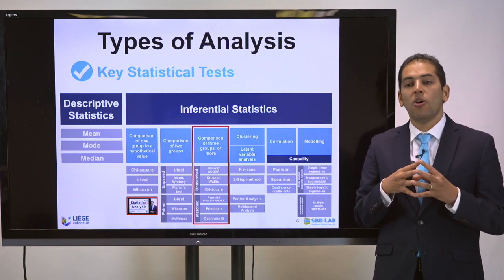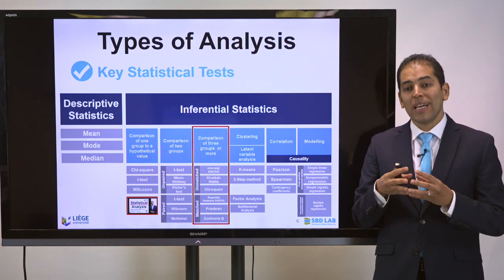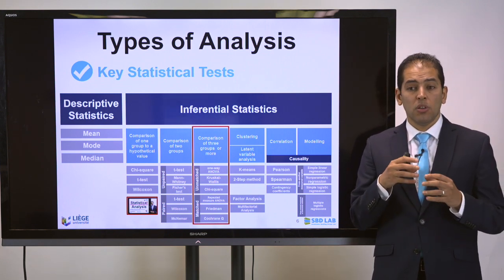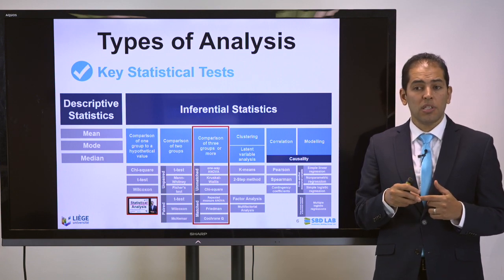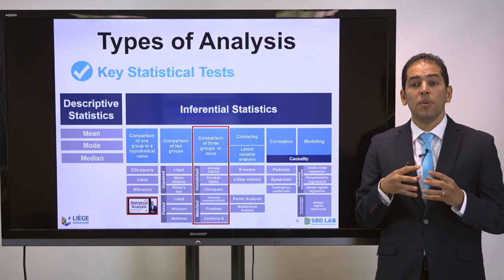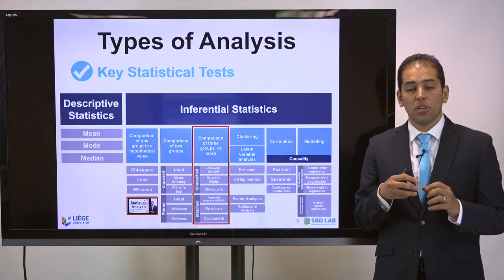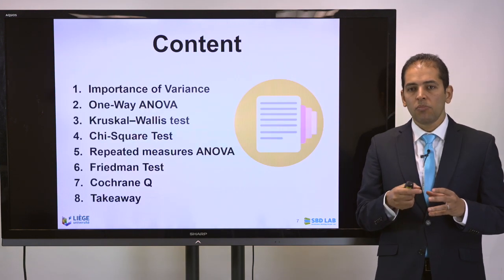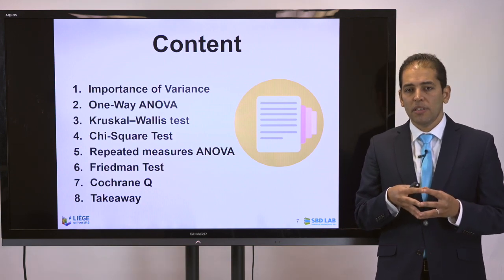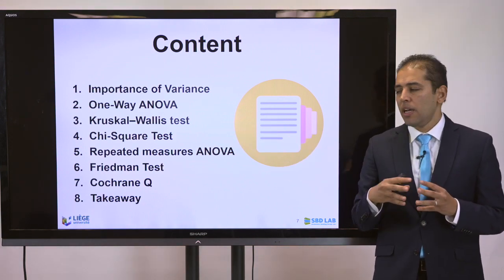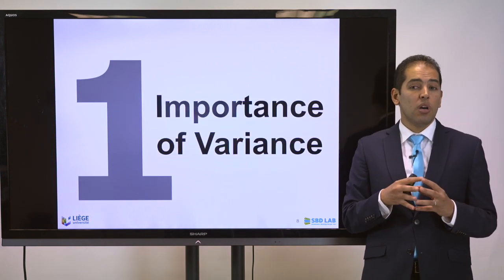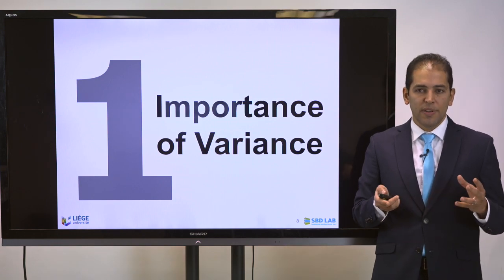Today I'm going to talk about the comparison of three groups or more with unmatched data or with matched data. For the unmatched data I'm going to talk about the One-Way ANOVA, the Kruskal-Wallis and the Chi-square test. And for the matched data I'm going to talk about the repeated measure ANOVA, the Friedman and the Cochran Q Test. Now, the structure of today's presentation will be mainly focused on the importance of variance, and then the three tests of unmatched data, and then the three tests of matched data before some takeaway messages. But allow me to start first with defining the importance of variance.